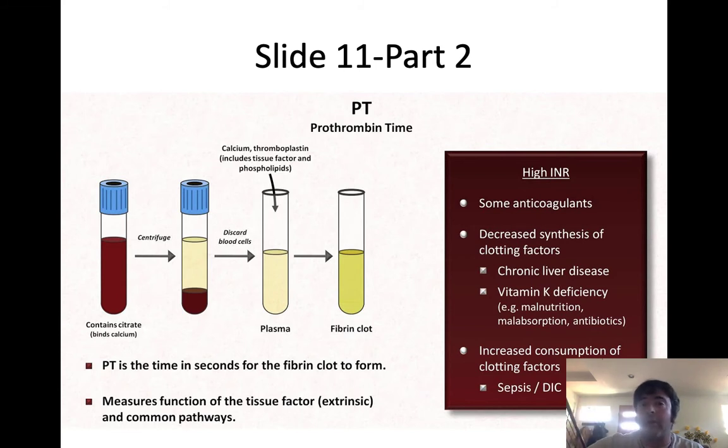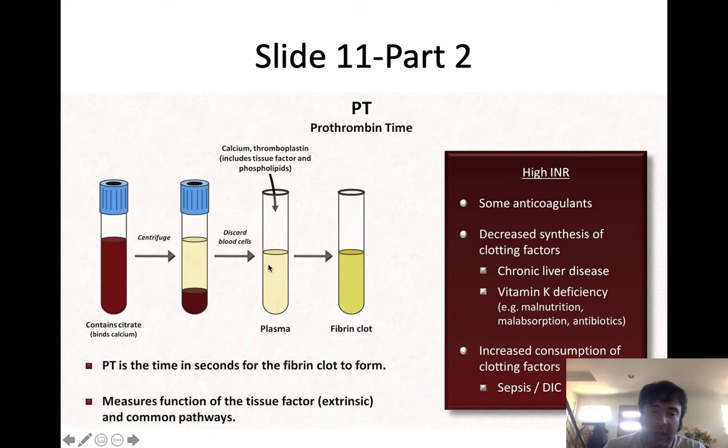Can they form a blood clot? Can they prevent blood loss? Might they have a genetic disease like hemophilia or Stewart-Prower syndrome or something like that? And it's called prothrombin time. So essentially you take blood, and you centrifuge it to separate out the plasma.